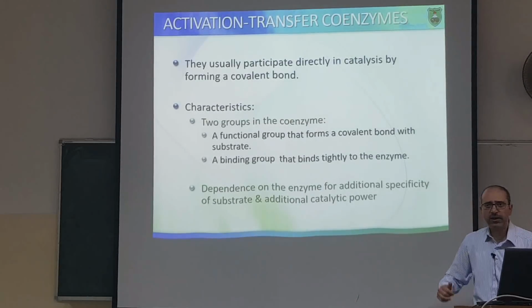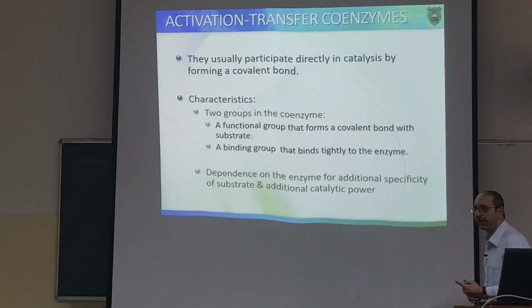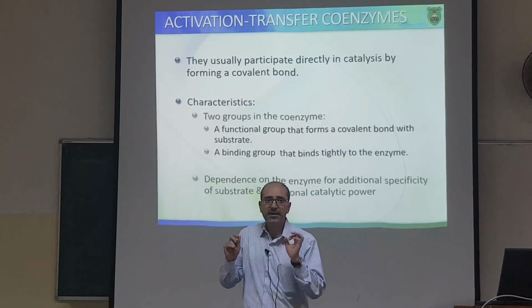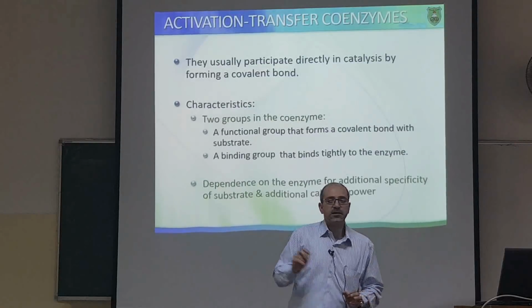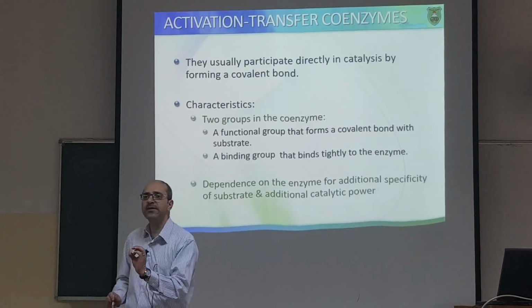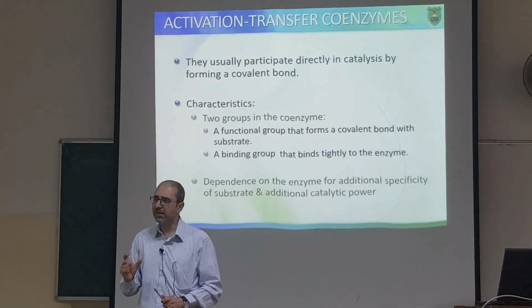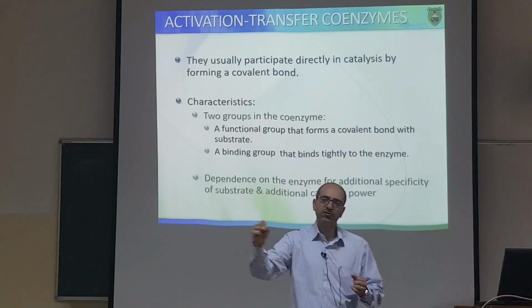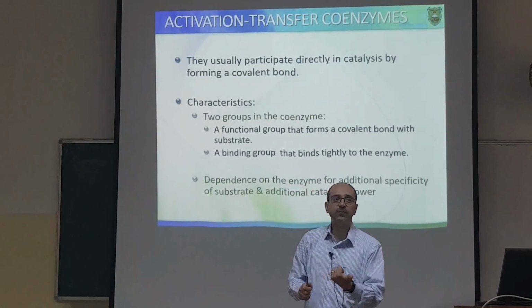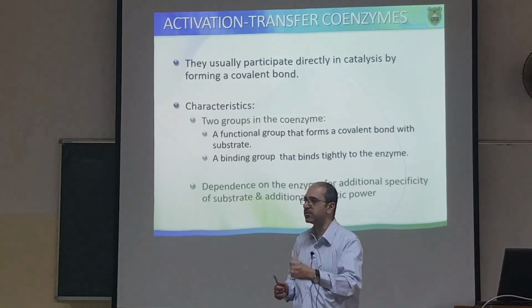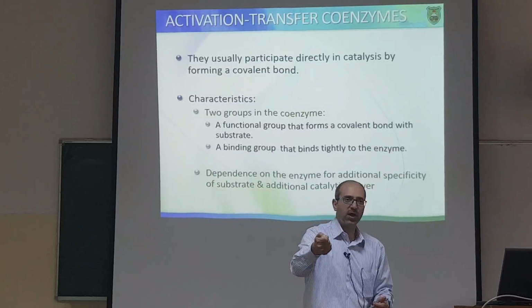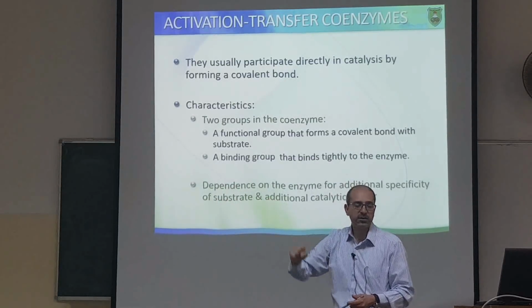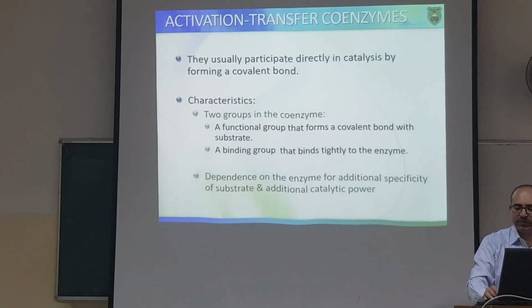In the activation transfer coenzymes, they can participate in the reaction. For the most part, the enzymes are the ones that catalyze the reaction. So, what do enzymes do? They determine substrate specificity. But the coenzyme itself is the one that takes the group and transfers that group. What is the importance of the enzyme? It determines which substrate binds to the active site, which substrate would donate its active group to be extracted and given to another molecule. Okay? So, substrate specificity is dependent on the enzyme itself.